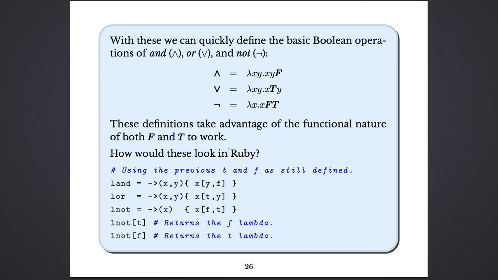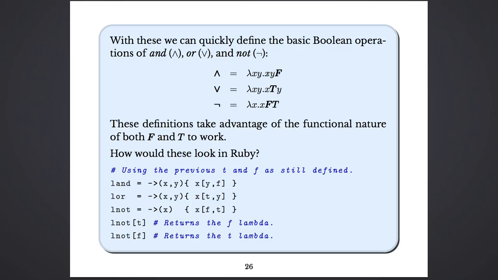Once you have true and false, you can define logical and, or, not, the Boolean operations. The reason these work is because this is a function. Everything is a function, and that's why this works. What this is saying is, give me two things, x and y, which are assumed to be either Boolean true or false. If the first one is true, then return y, which is either true or false, which makes sense, right? Because for and, if both x and y are true, then it's true. But if x is false, it does the false thing, which is just returning a false.